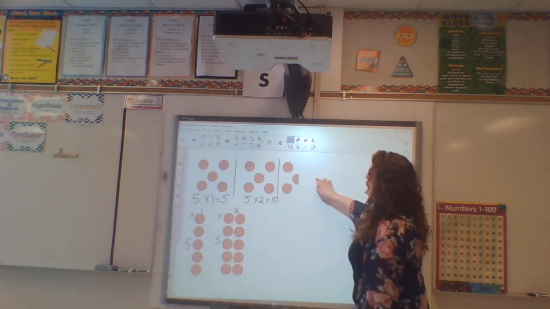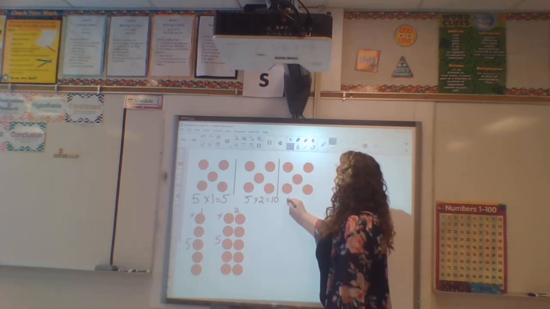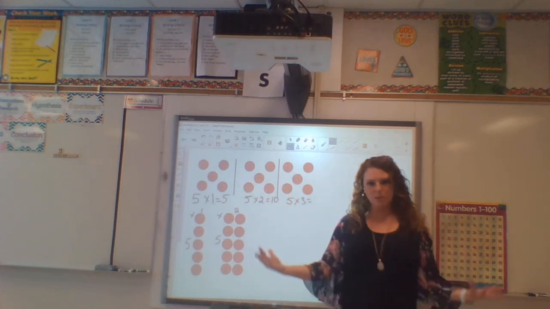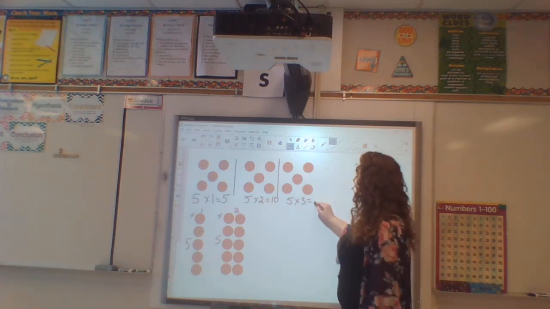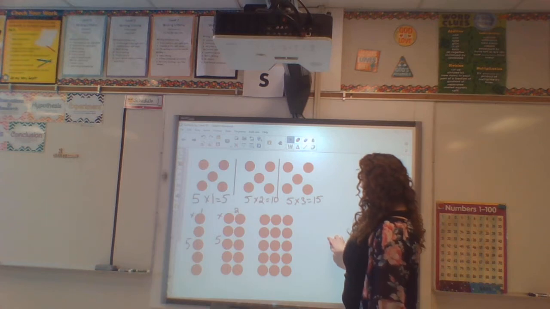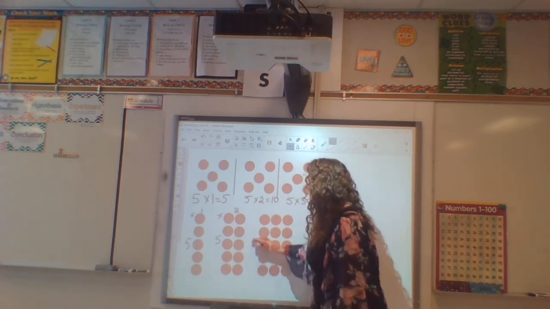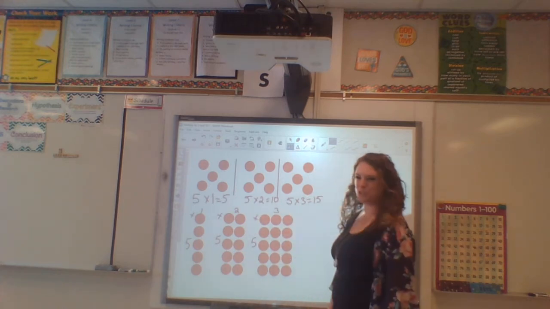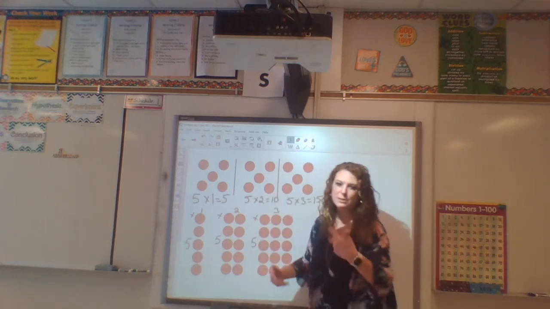Now I'm going to add another group. So now I'm looking at 5 multiplied 3 times, because I have 3 groups. Now here we can start really skip counting. 5, 10, 15. 5 times 3 is 15. Now if we look at the array for that, we can see the same thing. 1, 2, 3, 4, 5 rows times 1, 2, 3 columns. 5 times 3 is 5, 10, 15. Super easy when we're multiplying by 5.